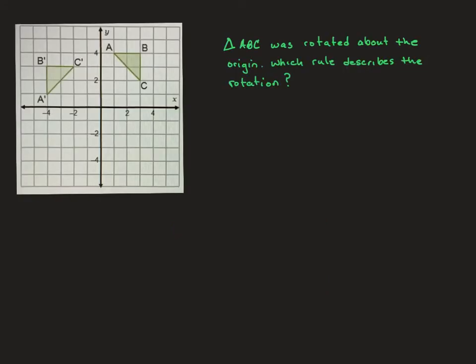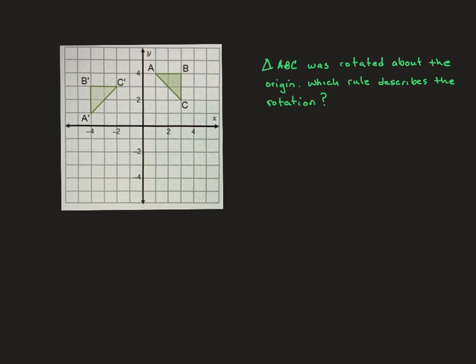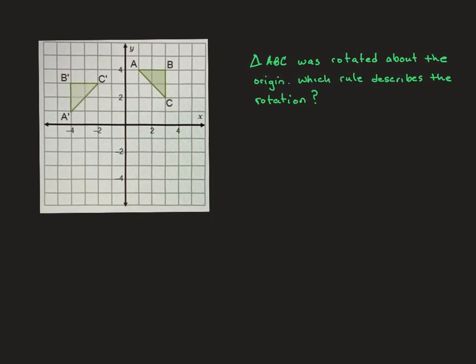Now going here, it says we have this triangle. So here's an example, right? Nothing better than a good example. It says the triangle ABC was rotated about the origin. Which rule describes the rotation? Well, I can tell you that it looks like we started here, these points right here, and we rotated this direction, which is a positive direction.